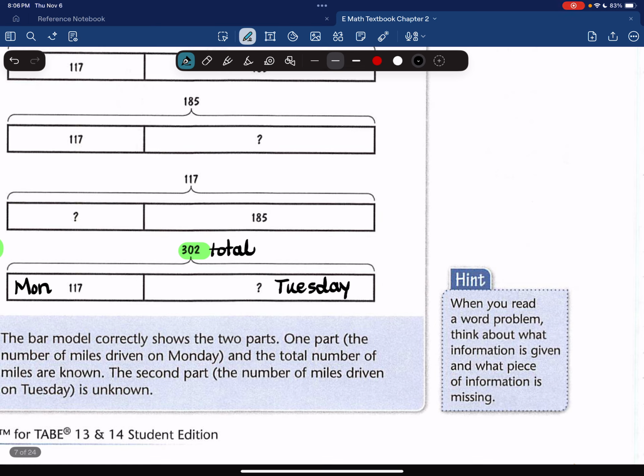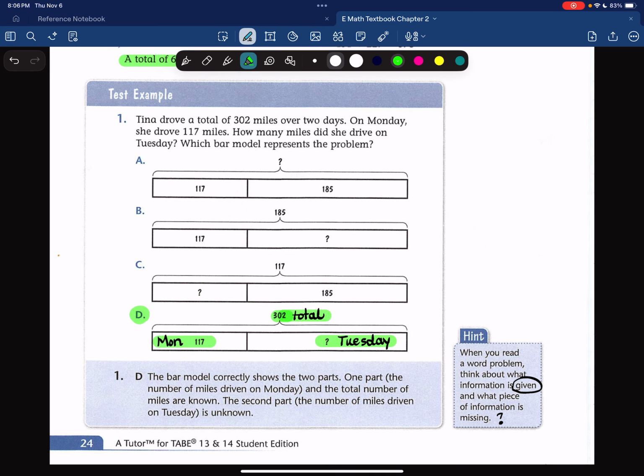Hint: when you read a word problem, think about what information is given, and that's what you will circle, and what information is missing. Where's the question mark? Where's the piece that you don't know? In this problem, we were given those two numbers, but our question mark was Tuesday. And that's what makes an algebra problem. The question mark is the unknown.